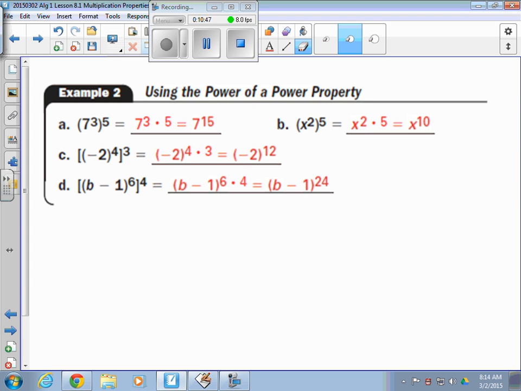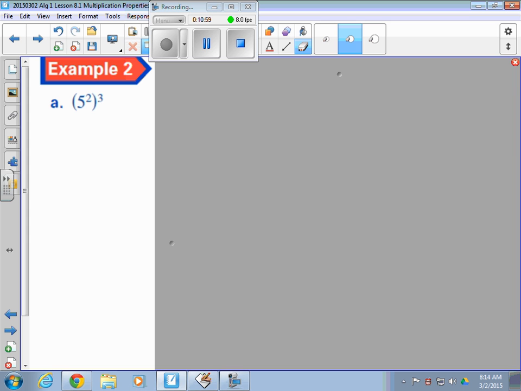Again, notice the difference between all the example 1 problems and these problems. These are powers to powers, not same bases multiplied by each other where you add the exponents. We're going to have 4 practice problems with these. 5 squared to the 3rd power. Take 10 seconds on that one.